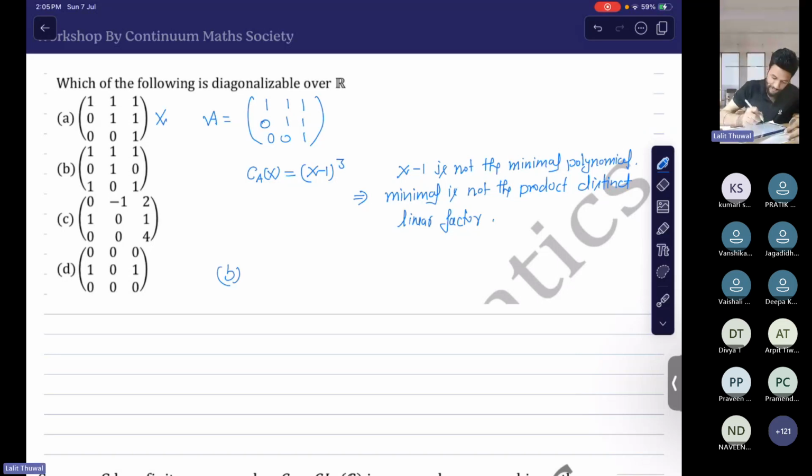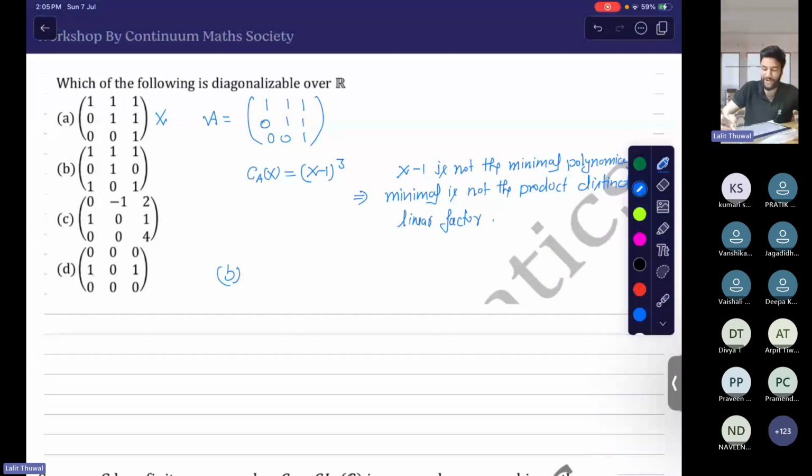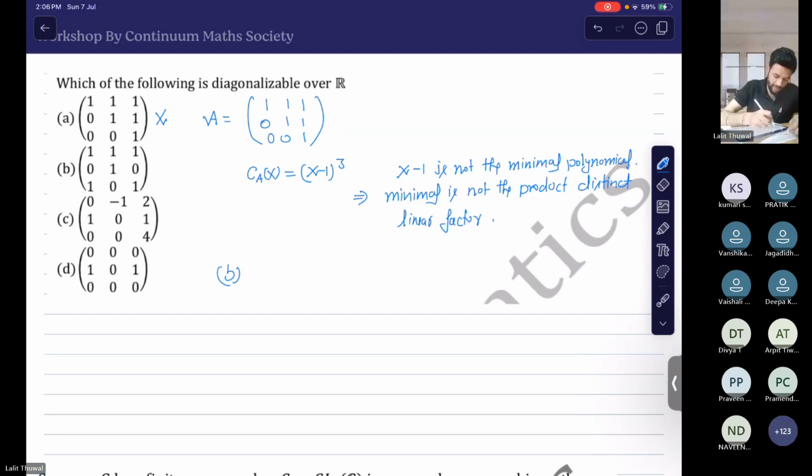What about the second one? This matrix. So how do you know about this? Let me tell you how quickly you can determine whether it's diagonalizable or not. A is this matrix, right? 1 1 1, 0 1 0, 0 1 0 1.